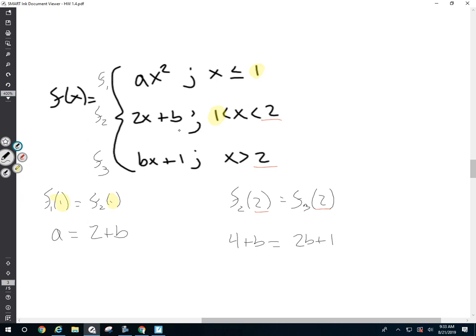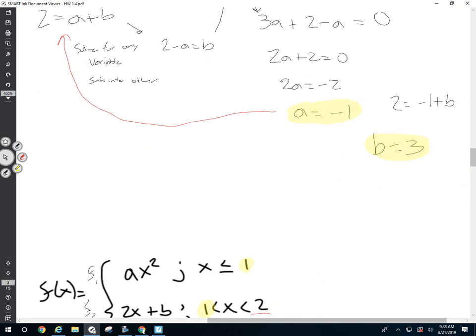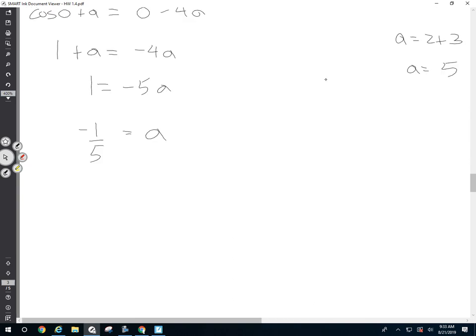The second and the third equation just has b. I can solve for b. That's easy enough. b is equal to 3, subtract 1, subtract b, plug that back into this equation to find a. A equals 2 plus 3, a is equal to 5. Now, these are whole numbers that we've worked with. Please don't be afraid if you see fractions when you're doing these problems.